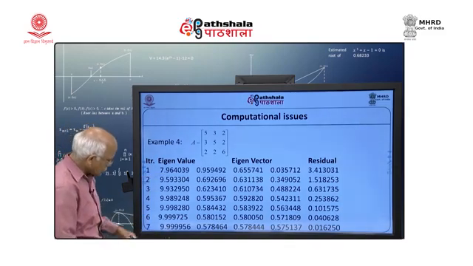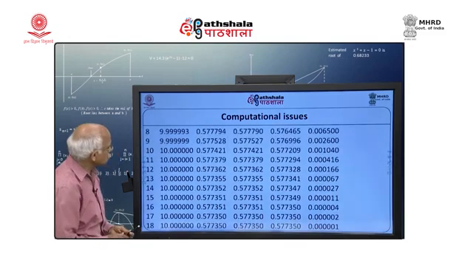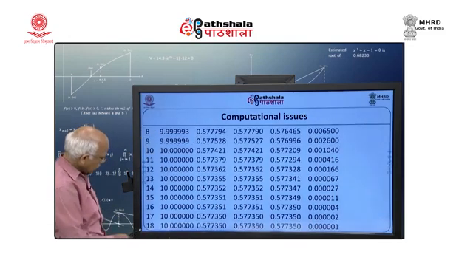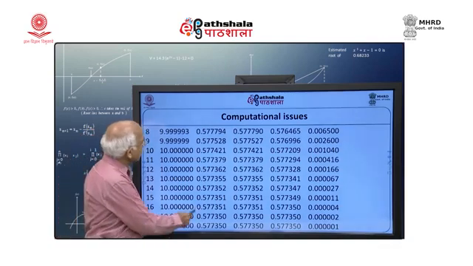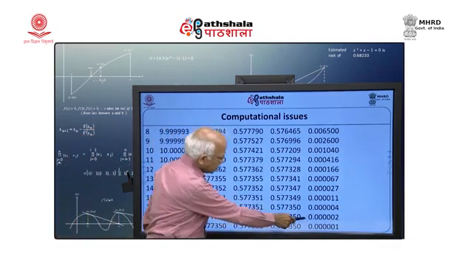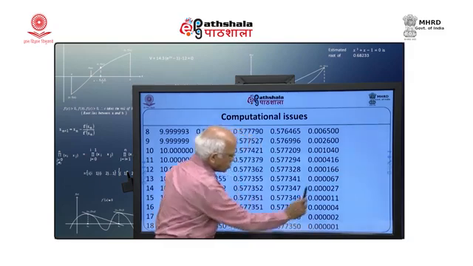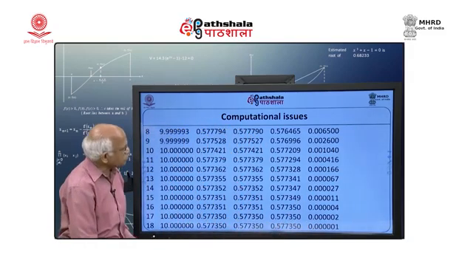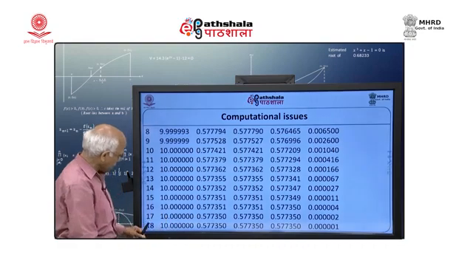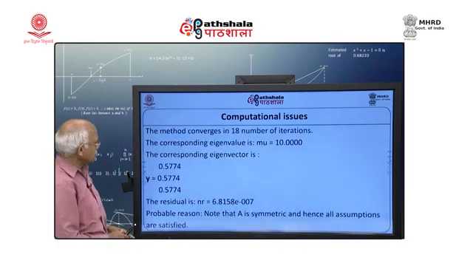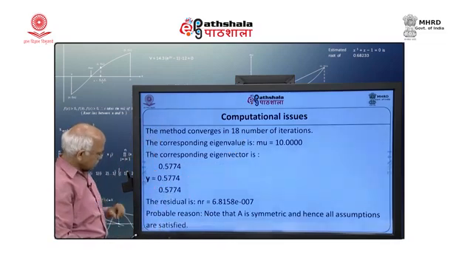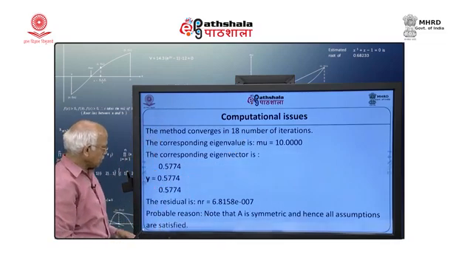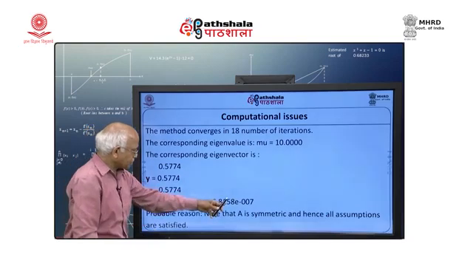So your eigenvalues are going in this direction, and ultimately the eigenvalue becomes 10 here. You can see that the residual error becomes 0.000001, that is 10 raised to minus 6. It converges in 18 iterations, and we get eigenvalue as 10 and eigenvector as this. So the residual NR is equal to this.